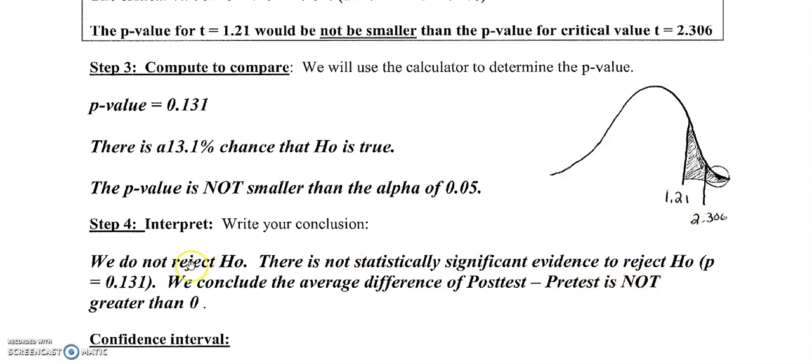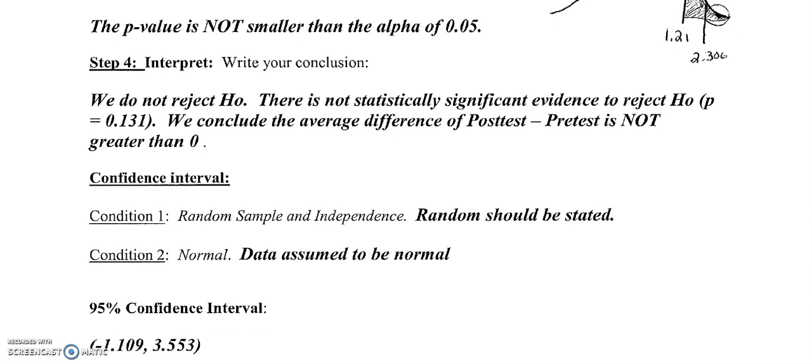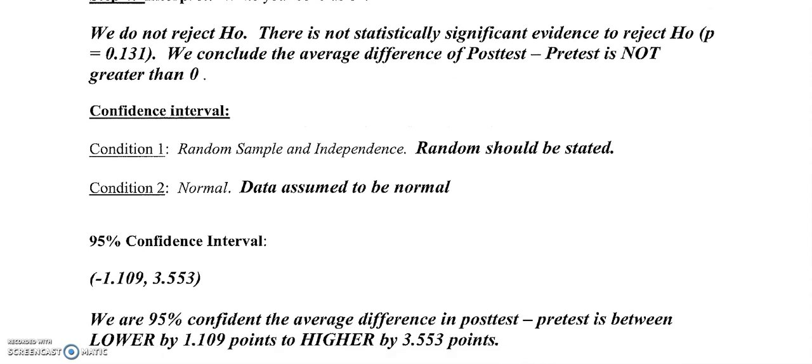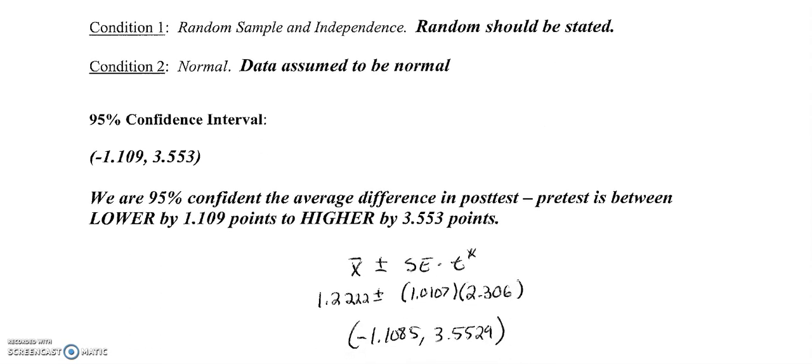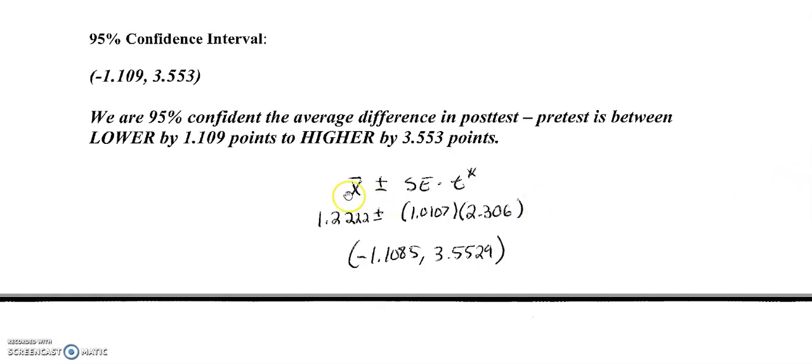Notice the pattern: do not reject, not enough evidence, not greater than 0. So the difference is not greater than 0. We can't say that the workshop works. And when we do our 95% confidence interval, the formula for that is x bar plus or minus SE times T star. So our x bar is 1.2222 plus or minus our SE of 1.0107 we found earlier, and our T star, which we got from the table, 2.306.